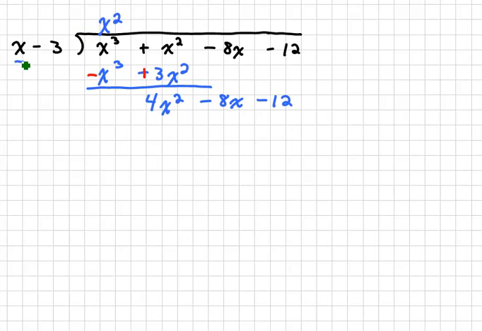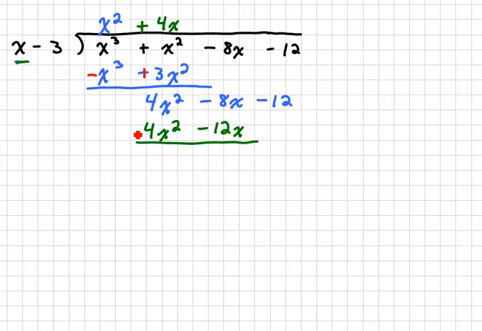So we're going to do the same thing again. We look at the x and ask how many times does x go into 4x squared, and that's a positive 4x. So multiply through: 4x times x minus 3. We get 4x times x, which is 4x squared, and then plus 4x times negative 3, which is minus 12x.